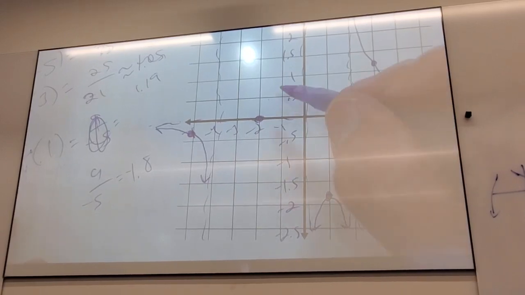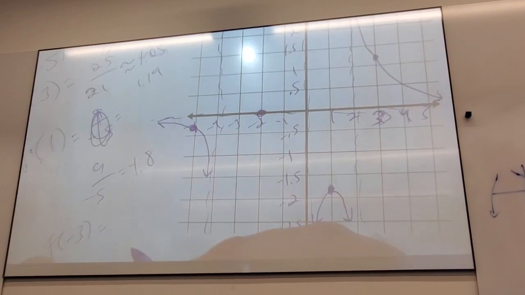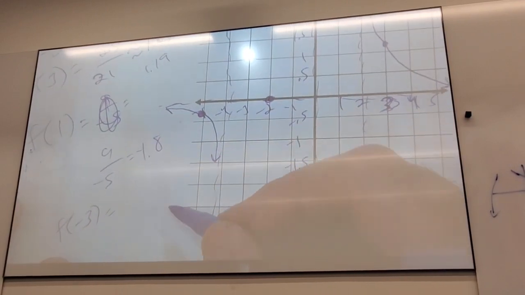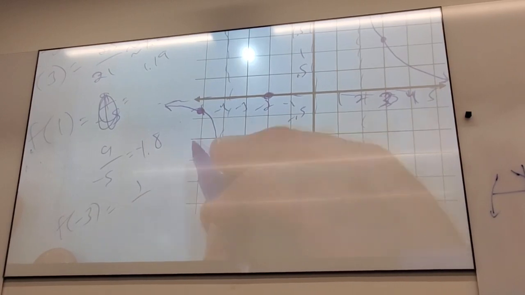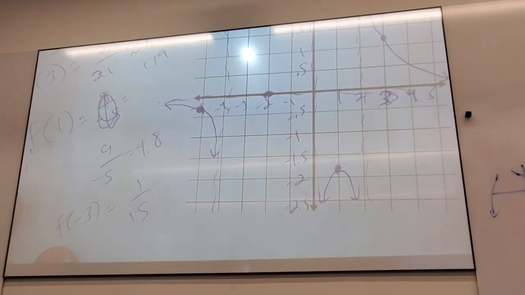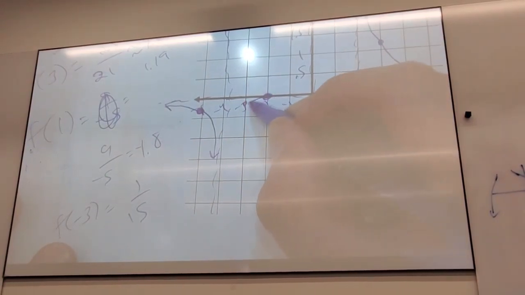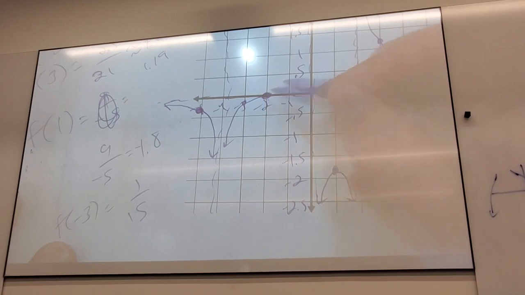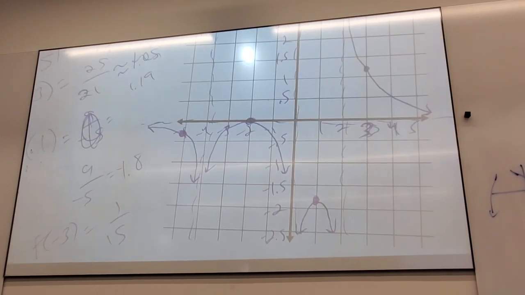And then finally, if I just plug in a negative 3, I'm going to do this a little bit quickly. We're out of time, but you shouldn't do this quickly. 1 over, let's see, I think it's 15. So it's down here. So therefore it's going to look like this, because it's got to turn. That is exceptionally freaky.